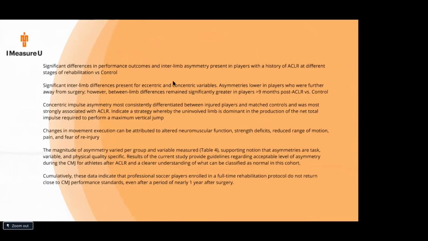So there is a lot of text here, so I won't necessarily read through all of it. But in terms of identifying the key findings, it's that jump performance and interlimb asymmetry are present in players with a history of ACLR at different stages of rehabilitation versus control. So within this study, participants didn't get back to a level which was considered healthy or normal.